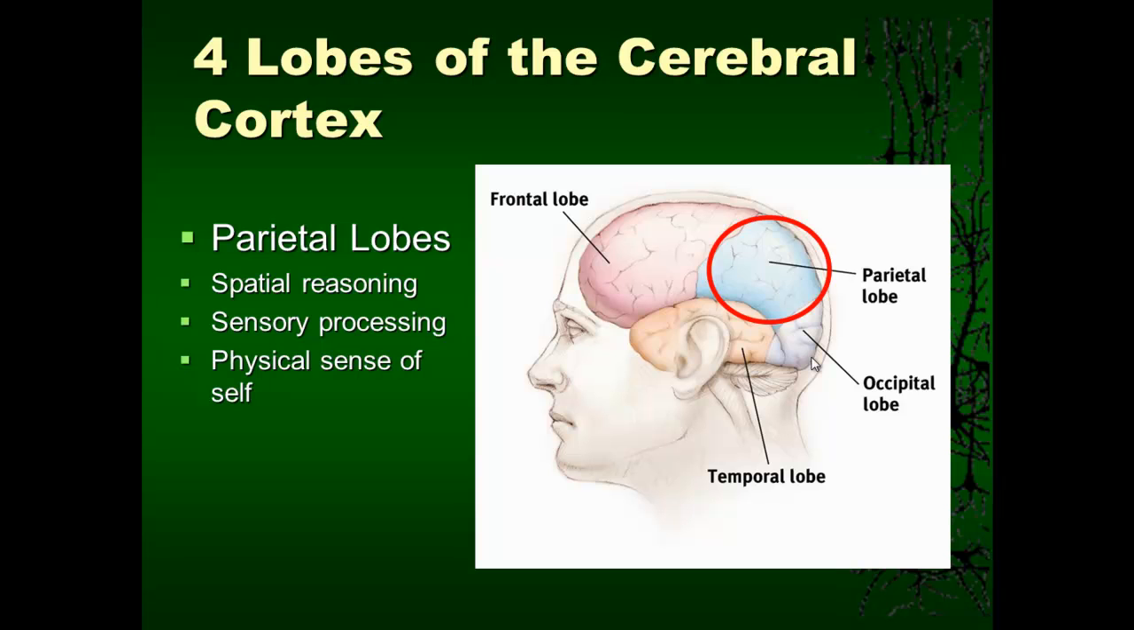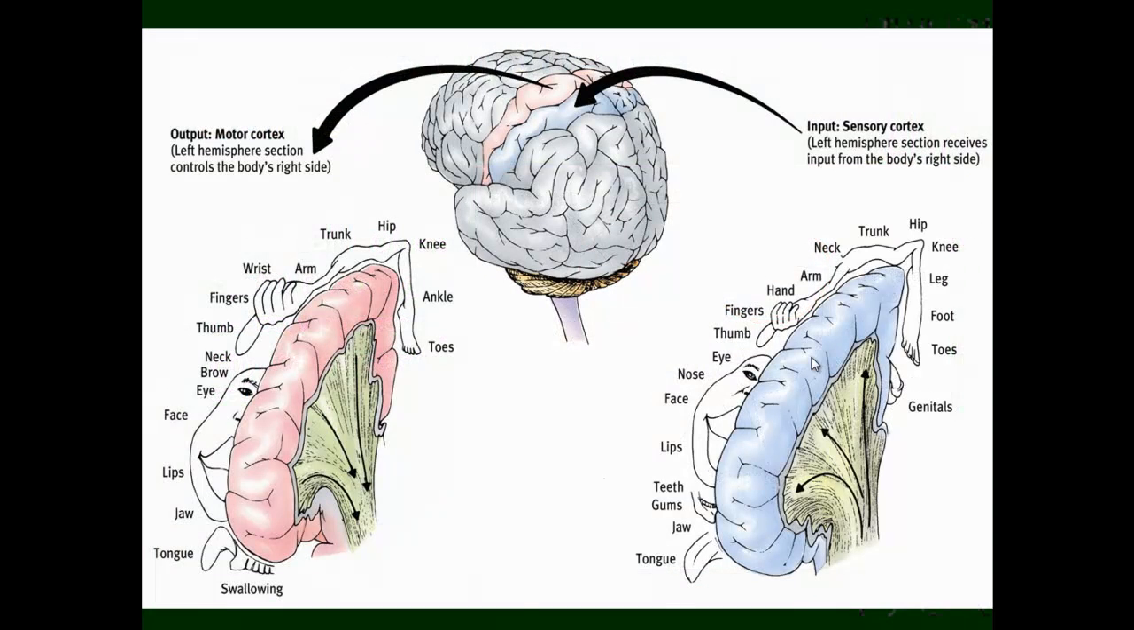The parietal lobes are at the back top of our head, and these are involved in spatial reasoning, so our ability to understand directions, to know north from south, our sensory processing, which I'll talk about in a second, and then our physical sense of self. So maybe you haven't ever wondered this, but maybe you should wonder, why can I sit up straight in a chair without falling over? And that's because of the parietal lobe. The parietal lobe helps you have what's called proprioception, your ability to know when you're upright and hold yourself upright so that you're not falling all over the place.